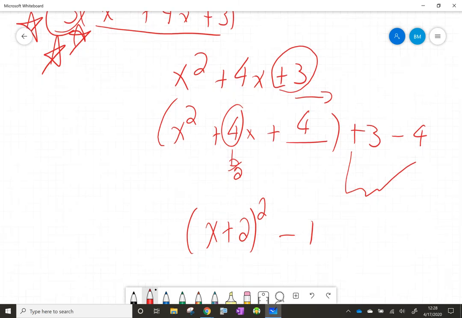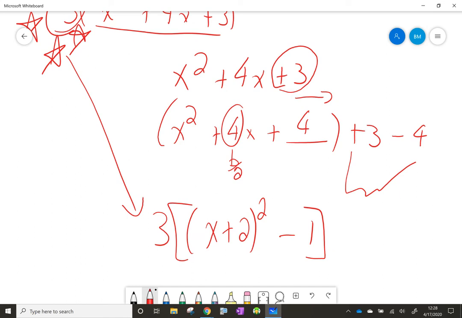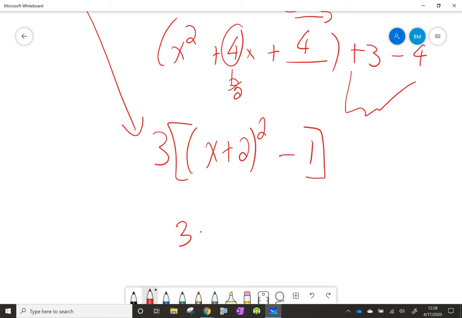Now the trick is, remember that this is all multiplied by that 3. The 3 is on the outside. So I'm curious how they're going to write this. I think they'll probably write this as 3 times (x plus 2) squared minus 3, because that 3 is going to get distributed. It's going to be multiplied with the x plus 2 squared, and it's going to be multiplied with the minus 1. So I would think that it would look like this.